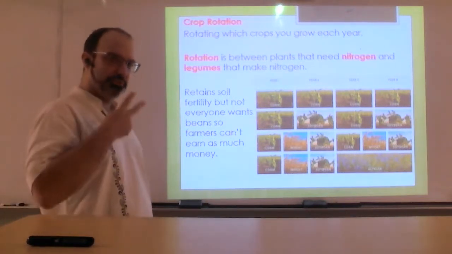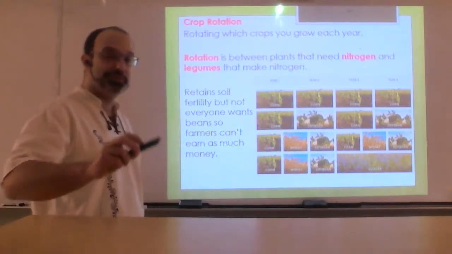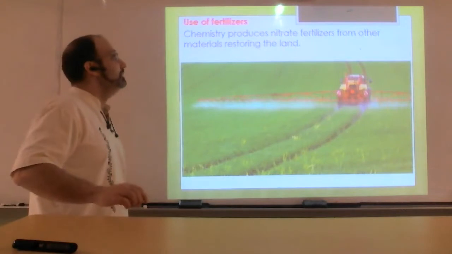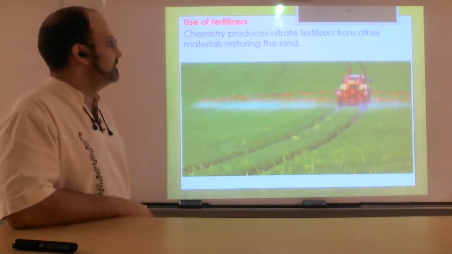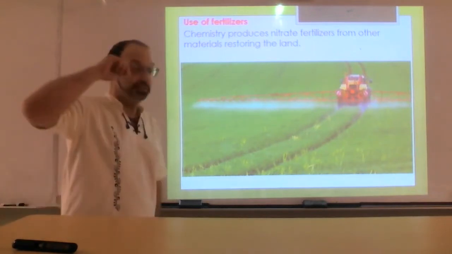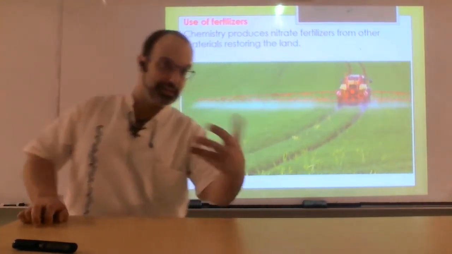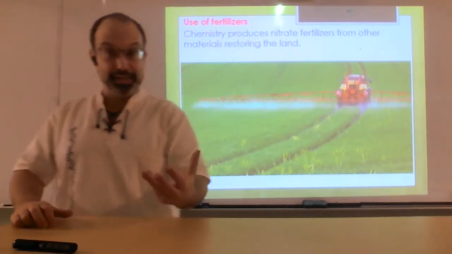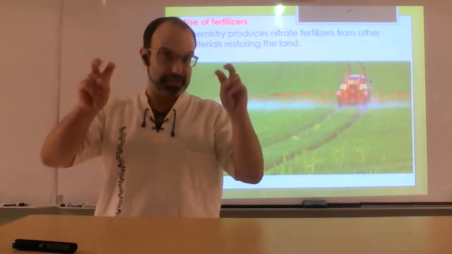So that's our level 2. So now we're going to get to level 3, right? We're going to max it out. What did we figure out? Well, as mentioned, we can use fertilizers. Chemistry produces nitrate fertilizers from other materials, restoring the land. This sort of has the best of all the options. A, I keep the fertility high. B, I can keep growing whatever will make me decent money so I don't have to waste a year.